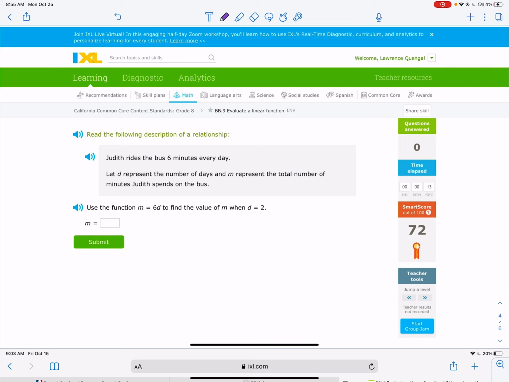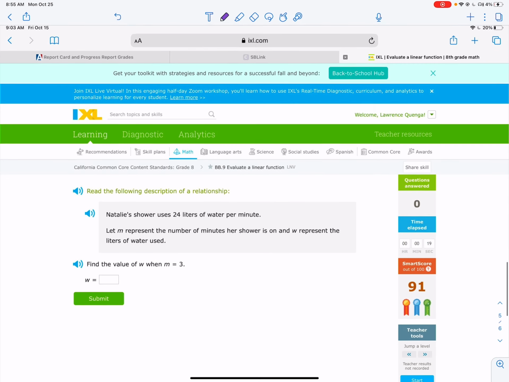It says Judith rides the bus 6 minutes every day. Let D represent the number of days, and M represent the total number of minutes Judith spends on the bus. So use the function M equals 6D and find the value of M when D equals 2. So I'll plug in 2 for D. M equals 6. Instead of D, I'm going to substitute in 2. And 6 times 2 is just 12.